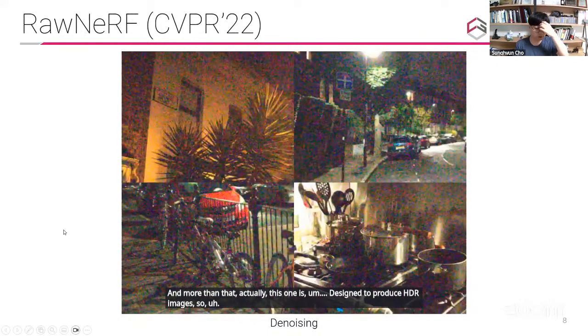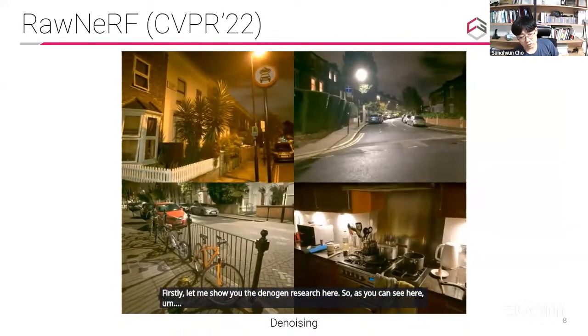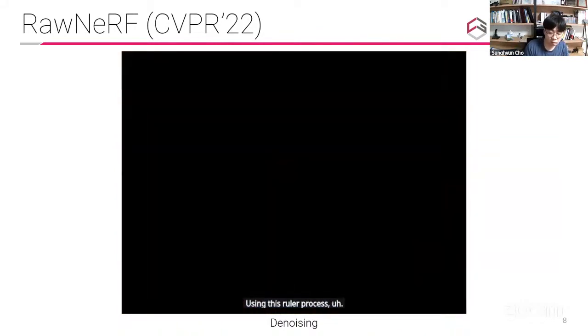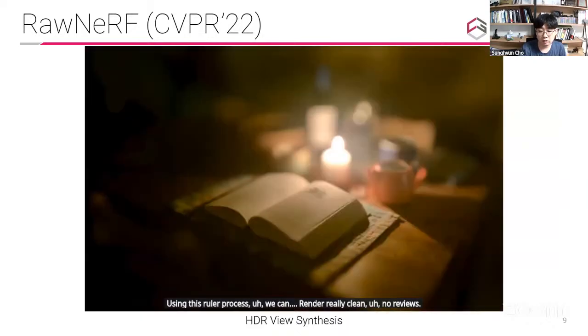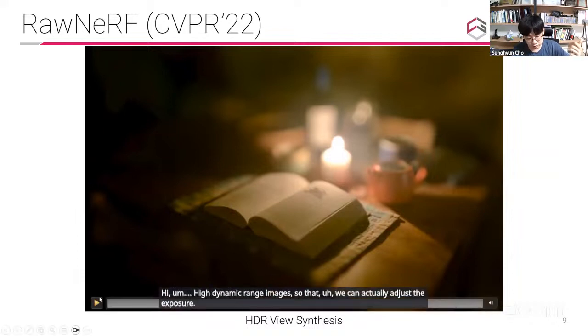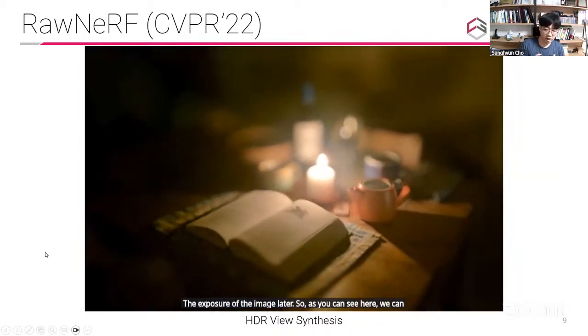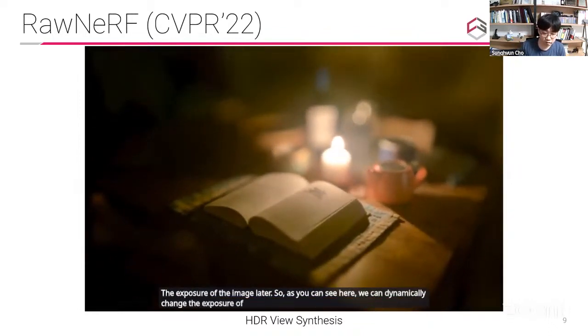So first, let me show you the denoising results here. As you can see here, using this RawNeRF process, we can render really clean novel views. And also, this RawNeRF supports high dynamic range images, so that we can actually adjust the exposure of the image later. As you can see here, we can dynamically change the exposure of the rendering result like this.